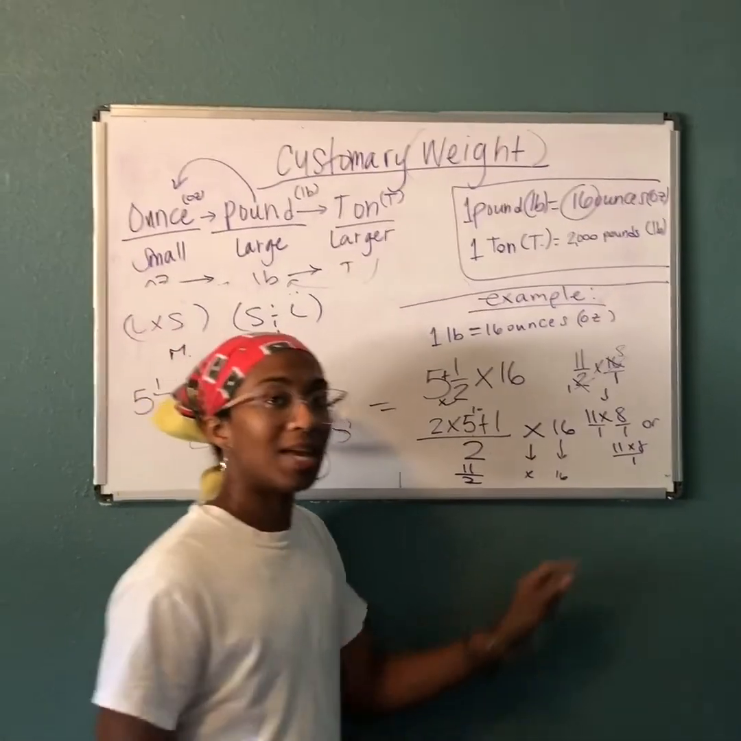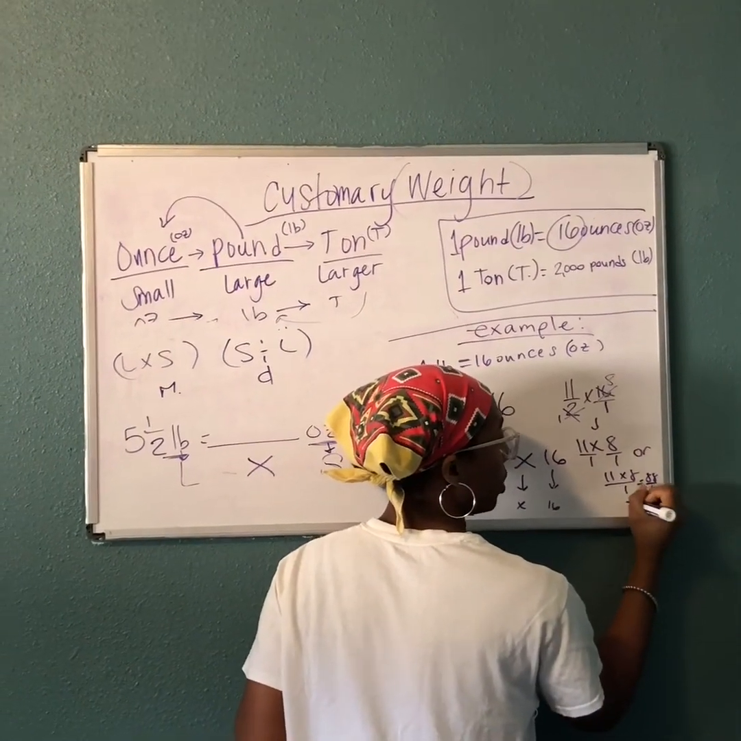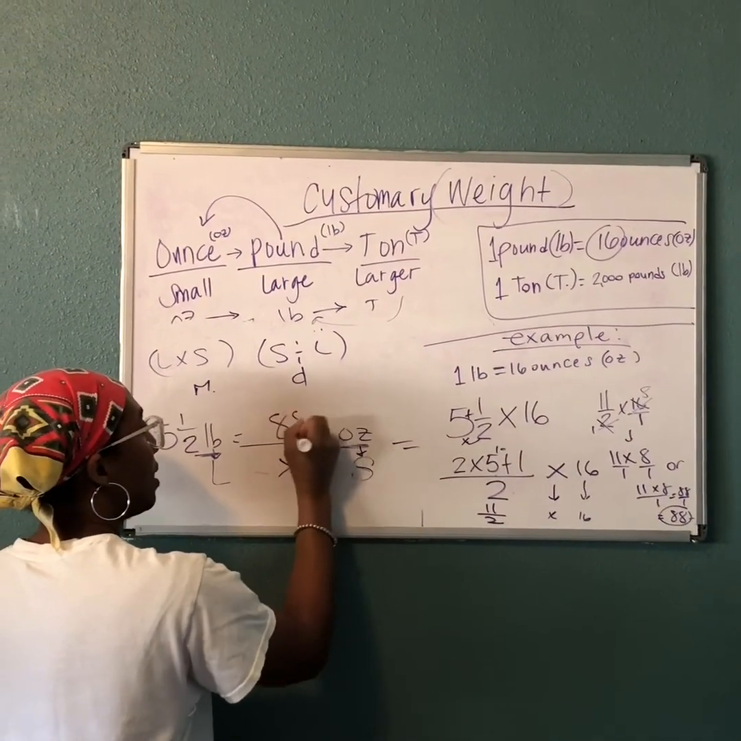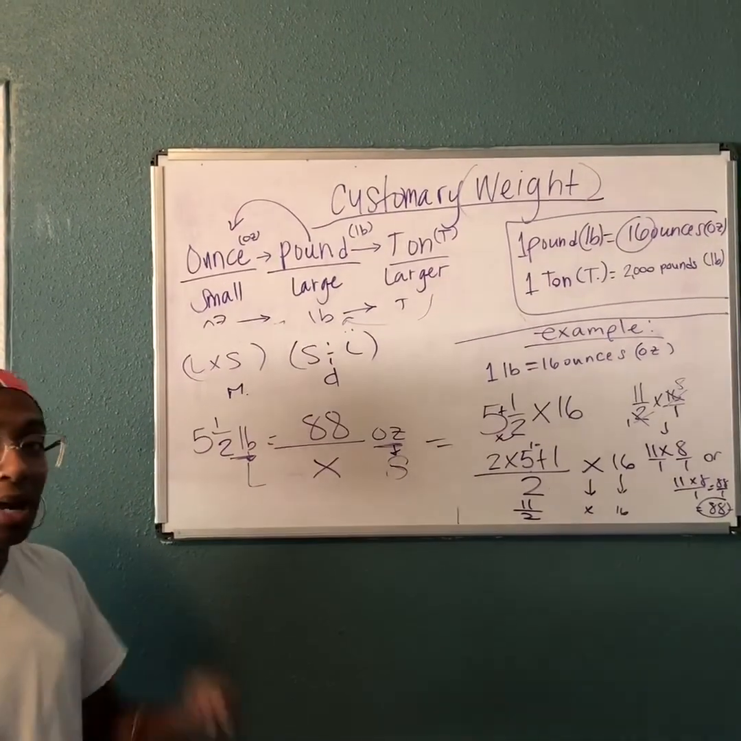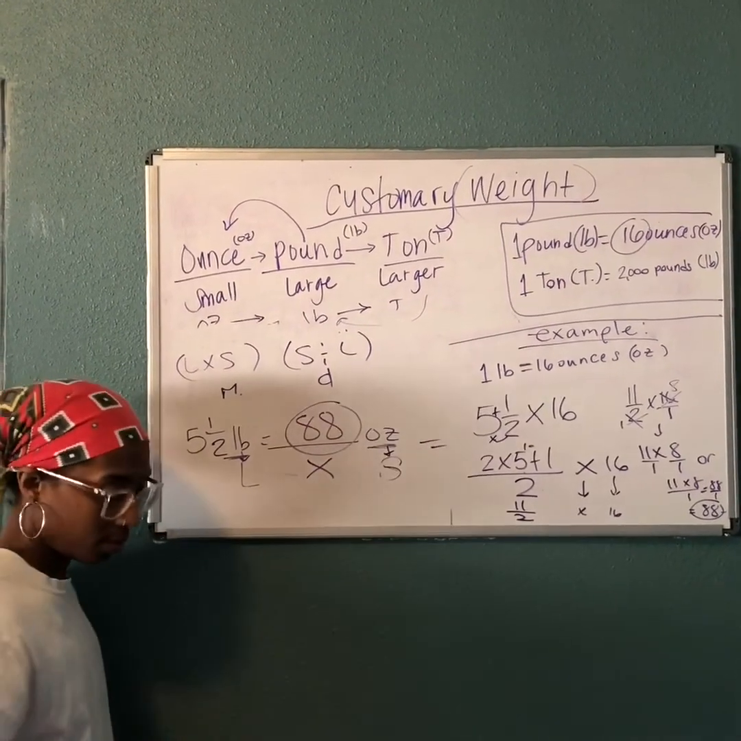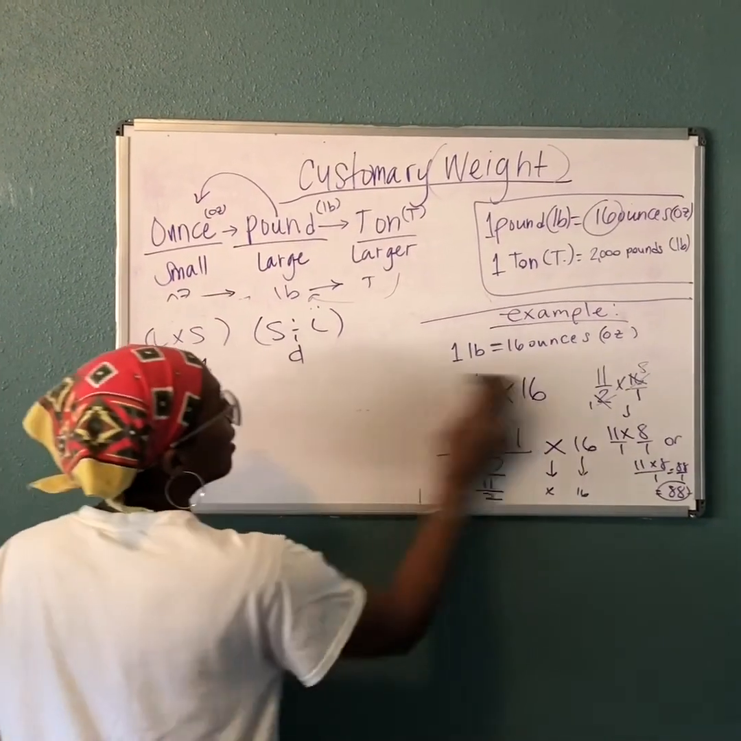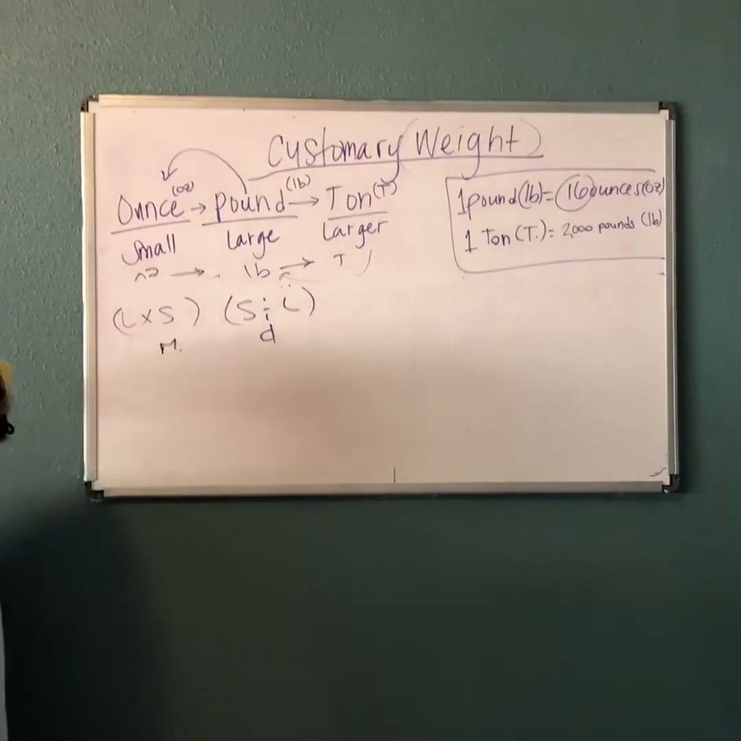So 11 times 8 is 88 over 1, which is 88. So our answer is 88 ounces. 5 1/2 pounds equals 88 ounces. Okay? Did you get it? Now let's try another one.